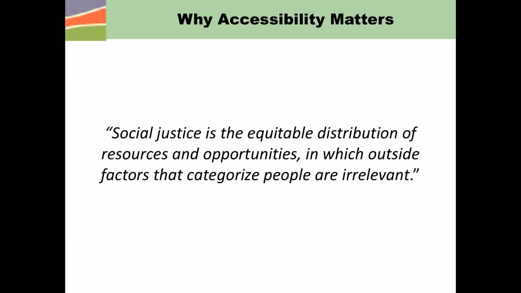I think there are two reasons that we do these, but to me, this is actually the most compelling one: social justice is the equitable distribution of resources and opportunities in which outside factors that categorize people are irrelevant. And I think that's why it matters. And when we come to digital materials especially, the way those materials are designed is what makes it irrelevant why someone might have a barrier, as we'll talk about going forward.